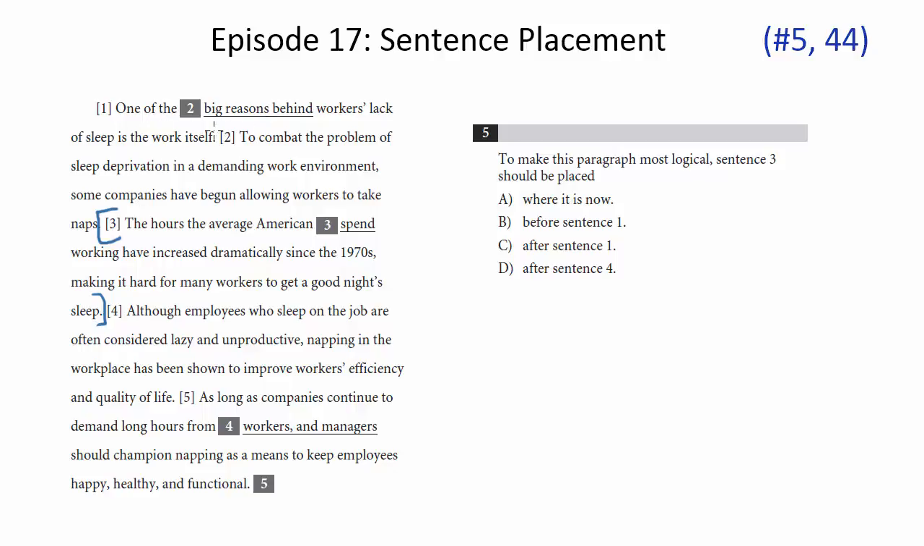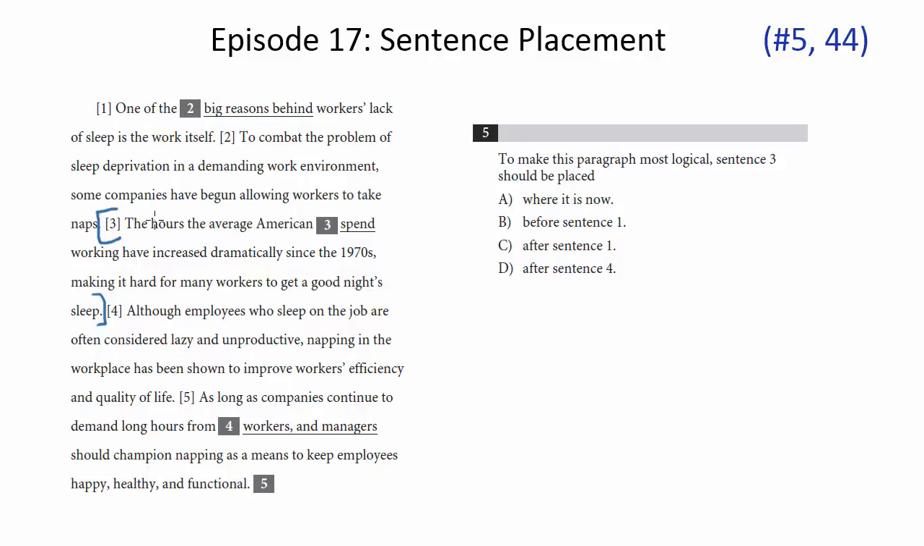One of the big reasons behind workers' lack of sleep is the work itself. To combat the problem of sleep deprivation in a demanding work environment, some companies have begun allowing workers to take naps. The hours the average American spend working have increased dramatically since the 1970s, making it hard for workers to get a good night's sleep. Although employees who sleep on the job are often considered lazy and unproductive, napping in the workplace has been shown to improve workers' efficiency and quality of life. As long as companies continue to demand long hours from workers, managers should champion napping as a means to keep employees happy, healthy, and functional.